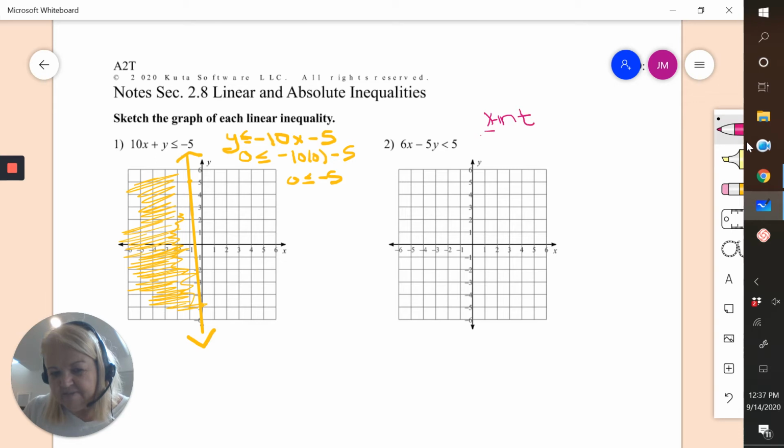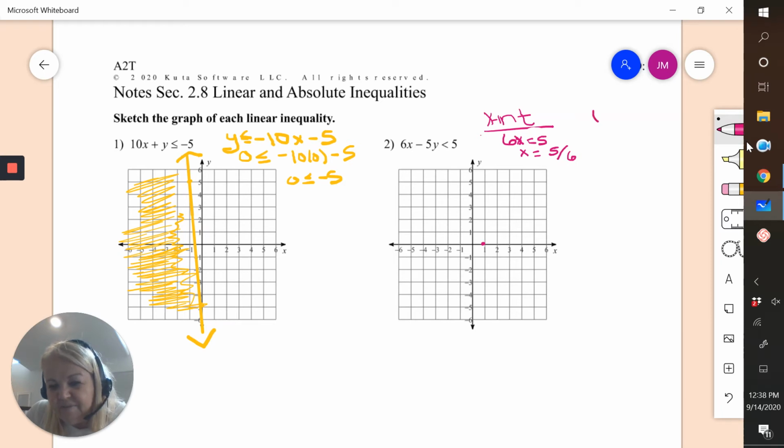It's a little sloppy. You can find the x-intercept by substituting 0 for y. So this would read 6x is less than, well, we could just use the or equal to. Okay. Let's just pretend it's a line. So 6x is equal to 5. X is equal to 5 sixths. So this crosses the x-axis at 5 sixths.